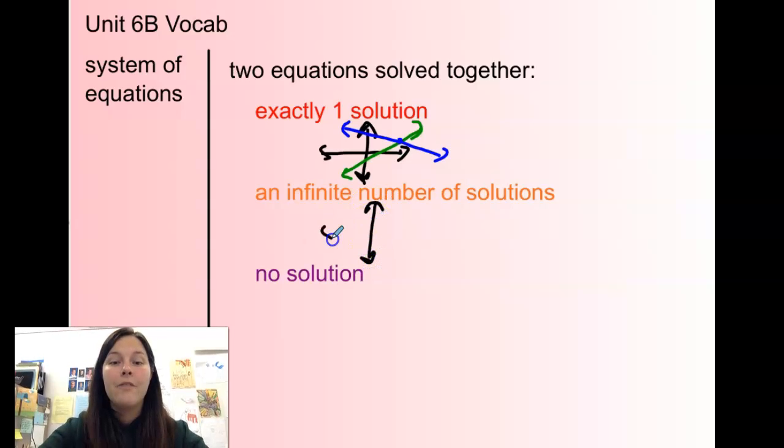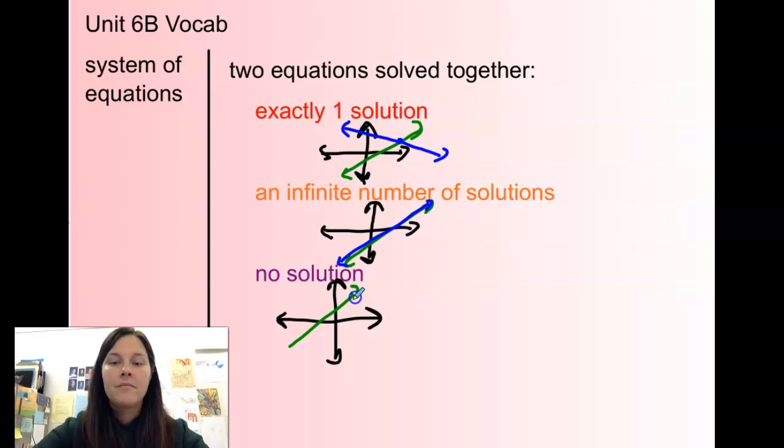Then we would have an infinite number of solutions. Infinite means never ending. So that would be when we have these two lines that are actually the same line, and so they would end up being graphed on top of one another, and they touch everywhere, so they would have an infinite number of solutions. And finally, no solution, and this is the one where we would have those parallel lines that never intersect. So if they don't touch, then they don't have a solution.